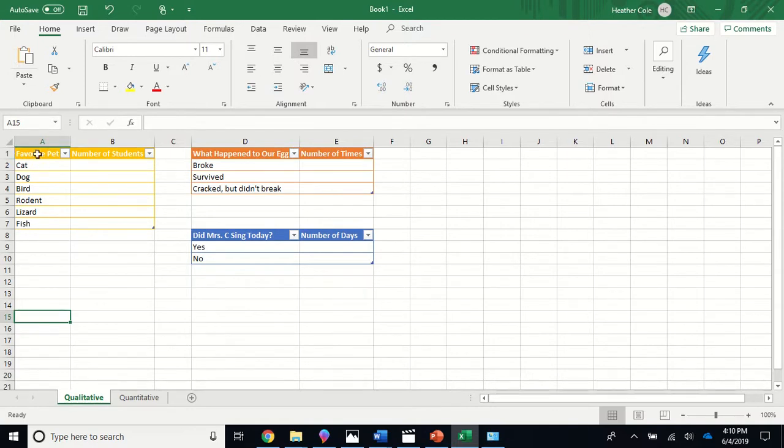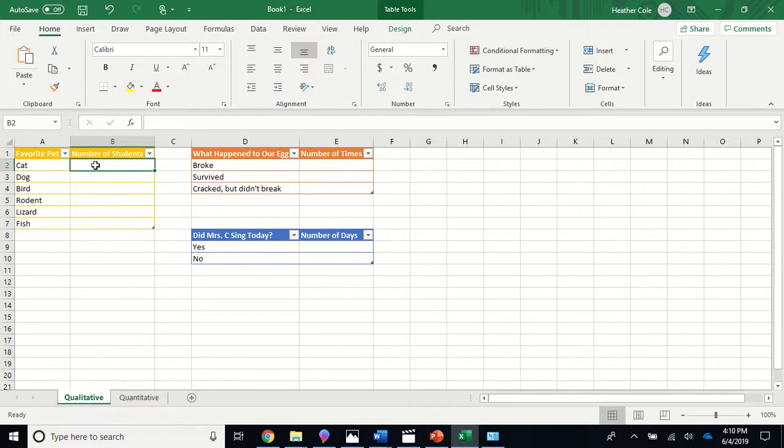This is definitely qualitative data because we know that there's no real reason that cats have to be first. We could have put birds first and then gone in alphabetical order. In this case, I'm going to guess that they're probably in the order of popularity, because I'm guessing not a whole lot of students are choosing fish as their favorite pet.